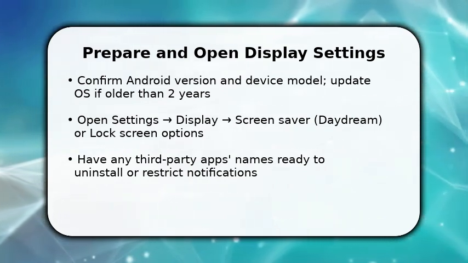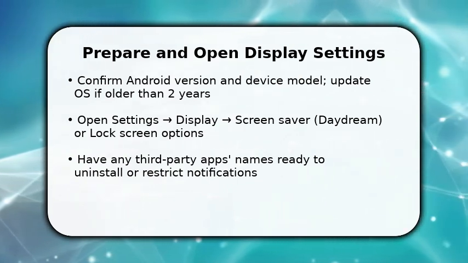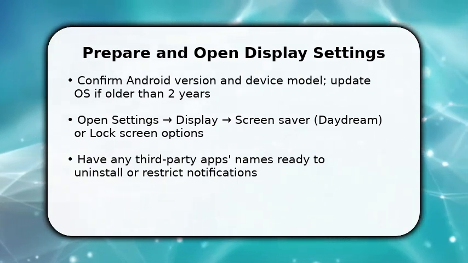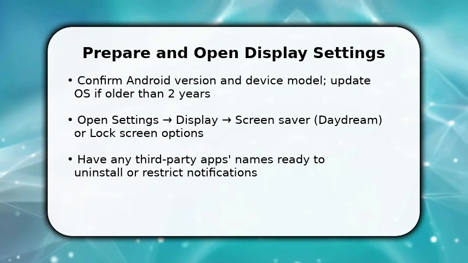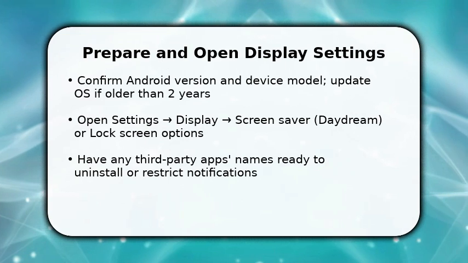Once found, you'll see which app is acting as the saver. Make sure to note any third-party app names before changing defaults. That identification makes the rest of the removal faster and prevents accidental system changes.